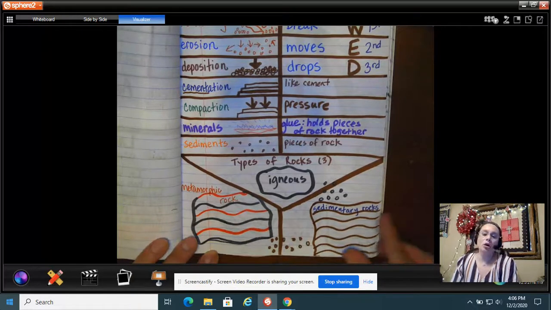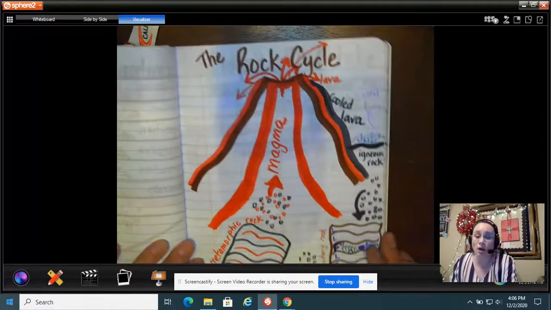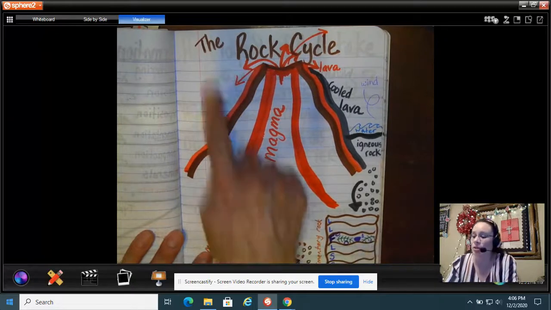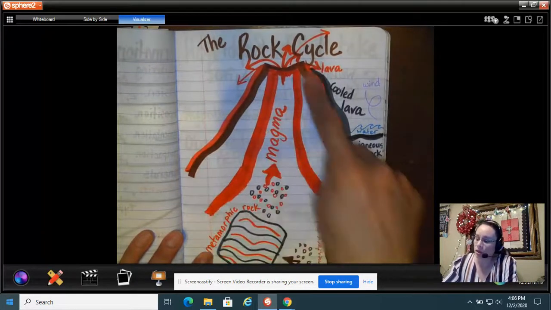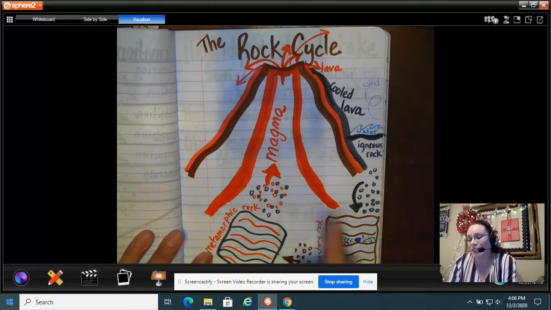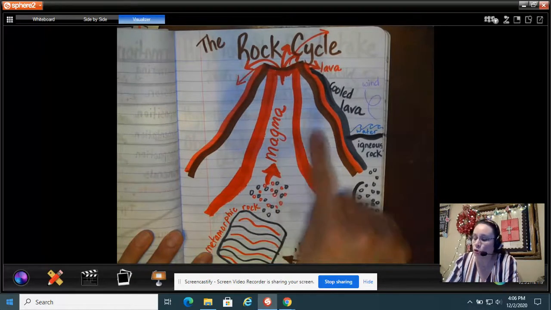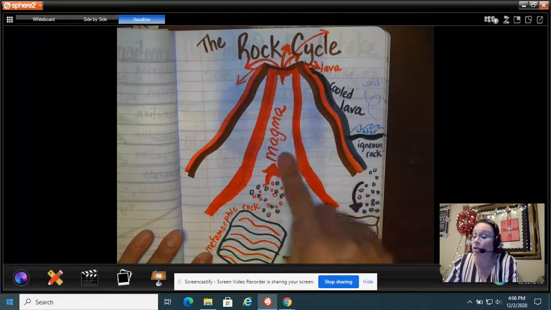Okay, so on the second page I have the process of the rock cycle, which is better explained. So what I did is I wrote the title, The Rock Cycle, on the very top, and I drew the volcano. Like half my page is the volcano. Okay. And it's very important to look inside the volcano. Inside the volcano, you have magma, and that is boiling and super duper hot. It has a lot of energy inside. It has to go somewhere.